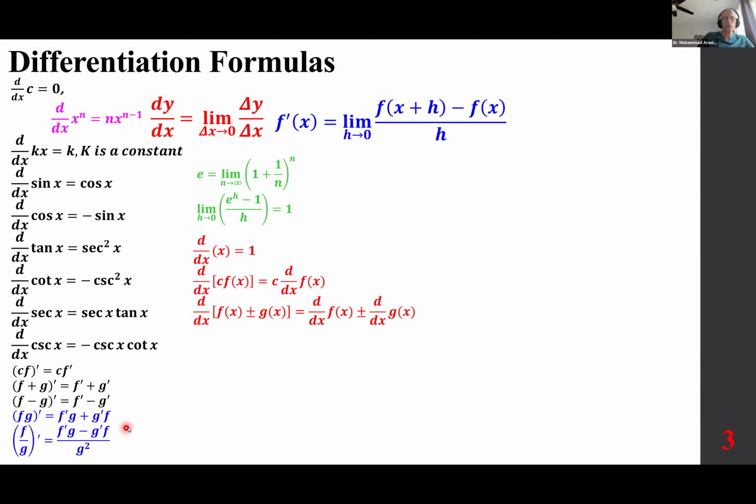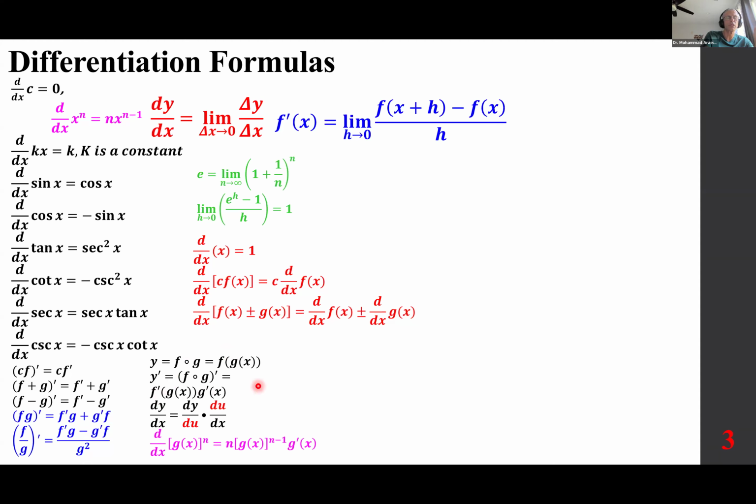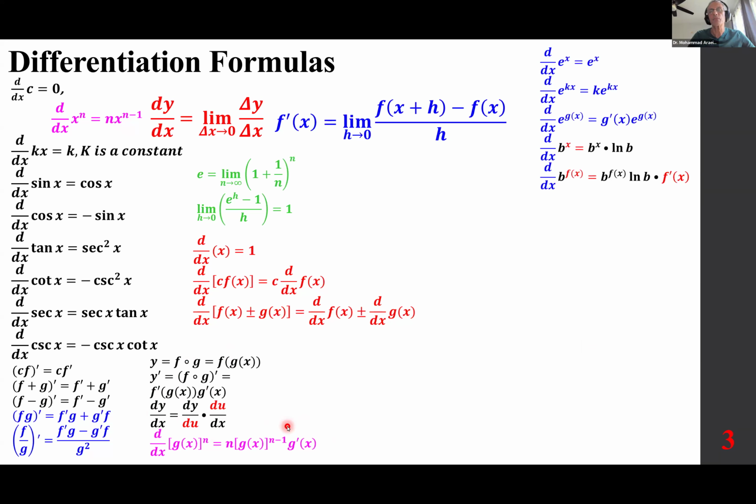Product and quotient rules, chain rule: for the composite function y equals f of g of x, the derivative y prime is f prime of g of x times g prime of x. In Leibniz's notation, dy/dx is dy/du times du/dx. And the power rule, the derivative of x to the power of n is n x to the power of n minus 1. The extended format would be the derivative of g of x to the power of n, which is n g of x to the power of n minus 1 times g prime of x, from the chain rule.